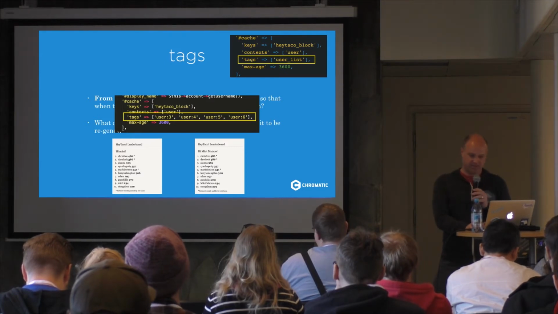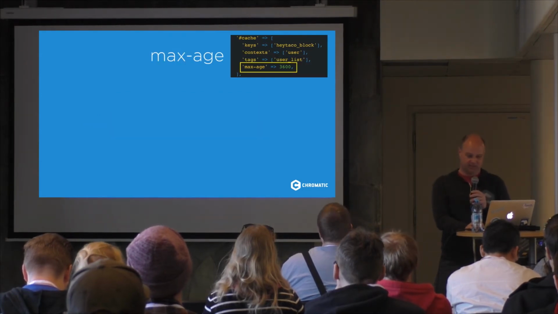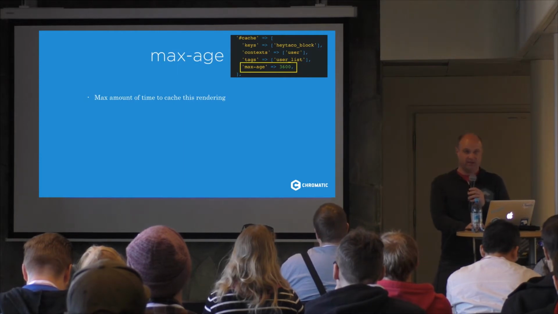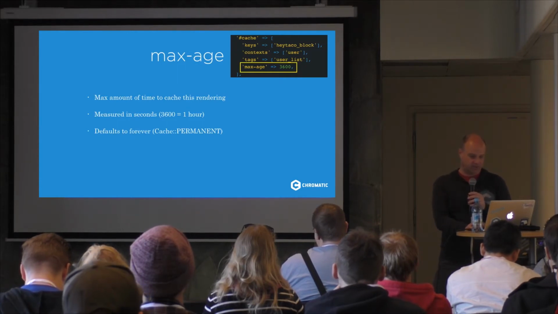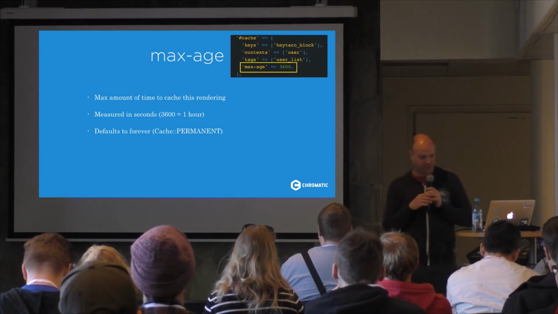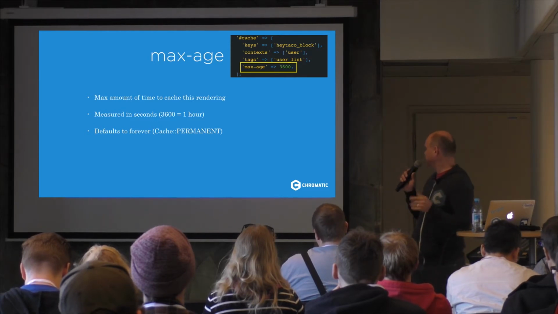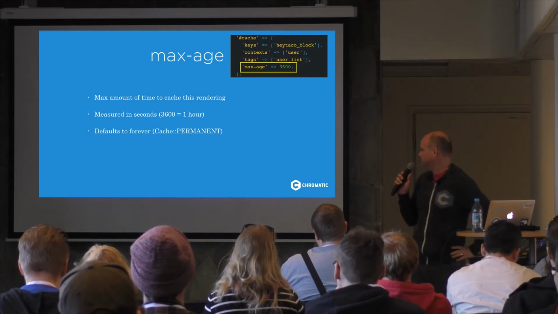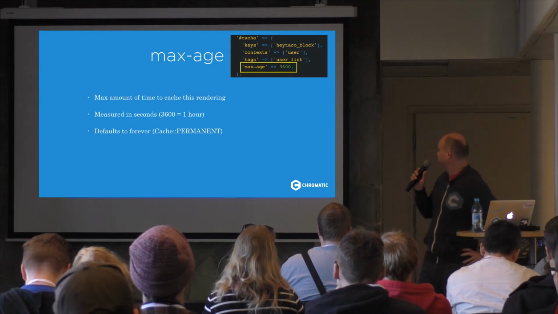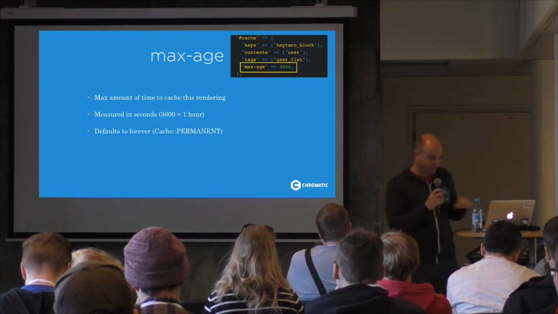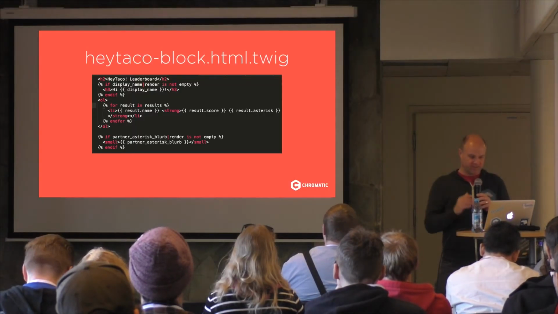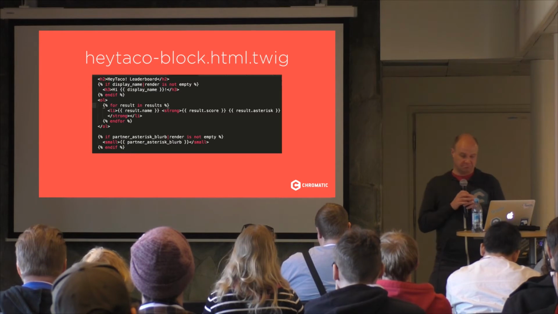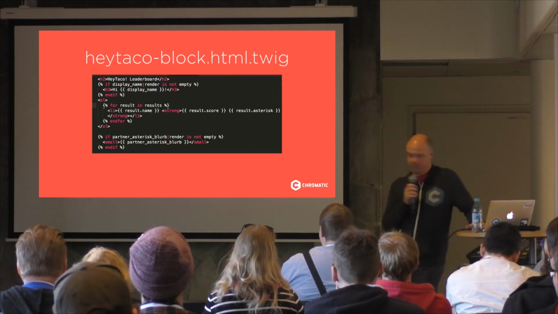So anyway, the fourth and final one is max age, and this one's pretty self-explanatory. After how long should this cache invalidate itself? The default is forever, which is cache permanent. So if you don't put anything, it'll just let itself be cached forever, and it's measured in seconds. So I have 3,600 seconds, 1 hour, in my example. And basically, that's pretty much it for these parts.